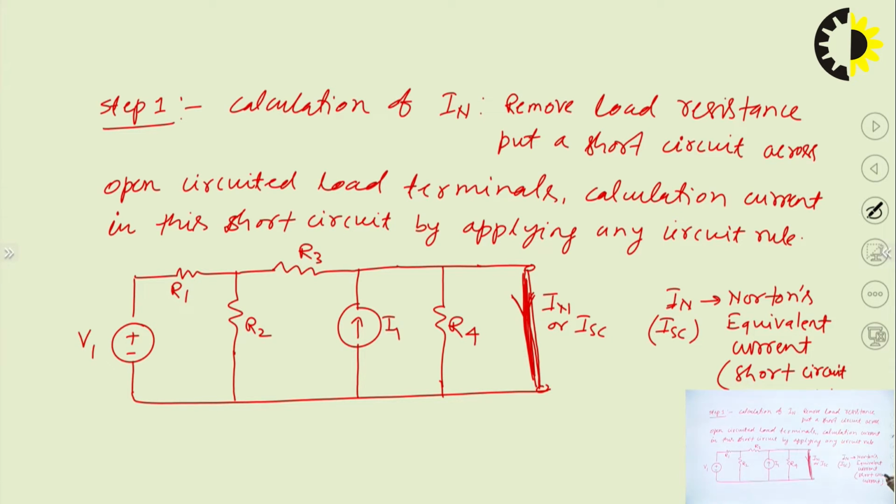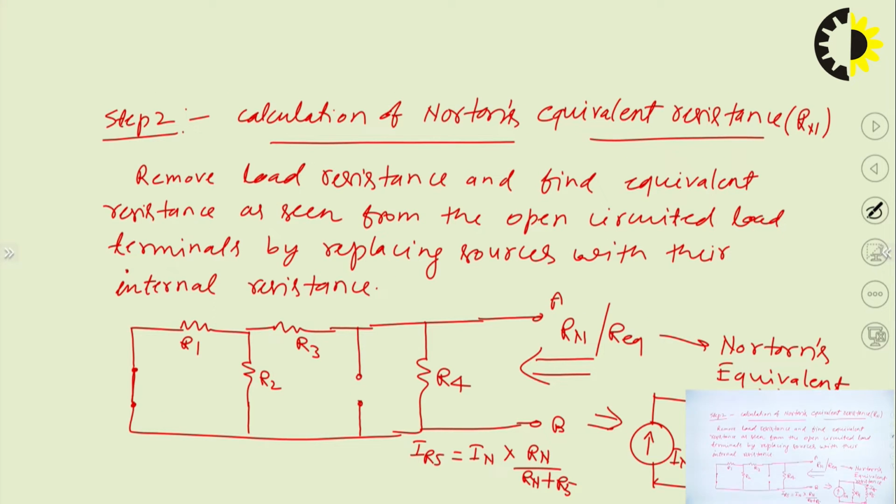And we have calculated IN or ISC by applying any circuit rules like mesh analysis, nodal analysis, KVL, KCL, etc. After calculating IN, in the second step we have calculated Rn, Norton's equivalent resistance. How have we calculated it? We have simply removed the load and found the equivalent resistance seen from the open-circuited load terminals by replacing sources with their internal resistance. So we have calculated Rn.